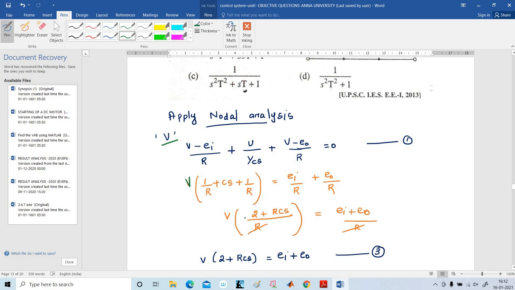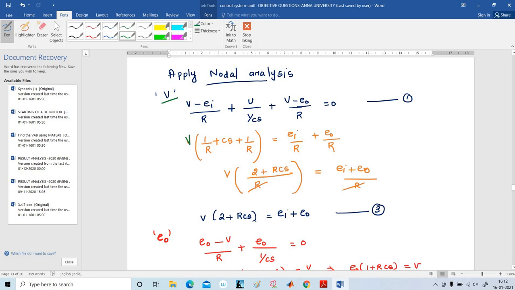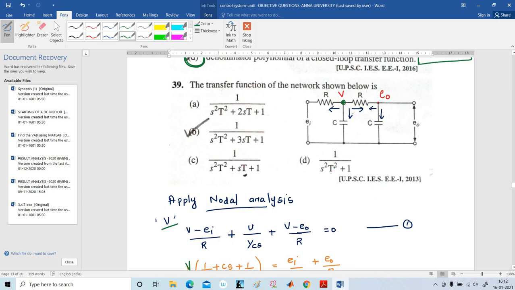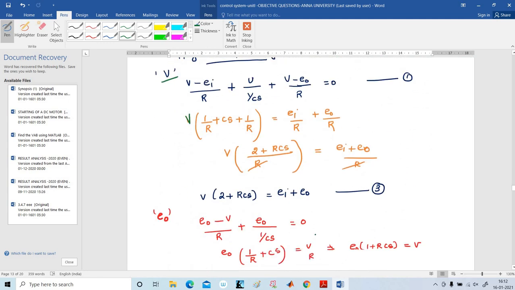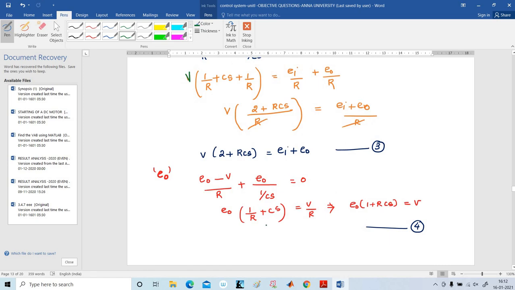Next V, and I am going to find out the LCM. So 2 by R plus RCS divided by R. Here EI plus E naught divided by R, the R gets cancelled. So V of 2 plus RCS equal to EI plus E naught. And next I am going to take the second equation here. Here I am going to apply the nodal analysis. So E naught minus V by R plus E naught divided by 1 by Cs. Okay, this is the second one, that is equal to 0.